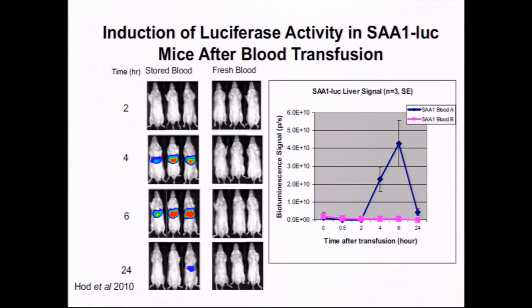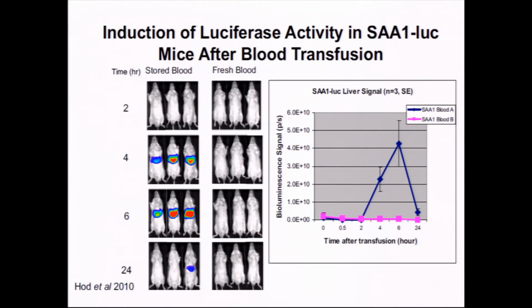And you can see here, this is a transgenic animal which is very sensitive to inflammation. It's the SAA, serum amyloid A promoter, that's firing this luciferase construct. And you can see here that if we use fresh blood, there's virtually no inflammation whatsoever. But by using blood that's been stored for just 4 days, you can see you get this massive inflammation.